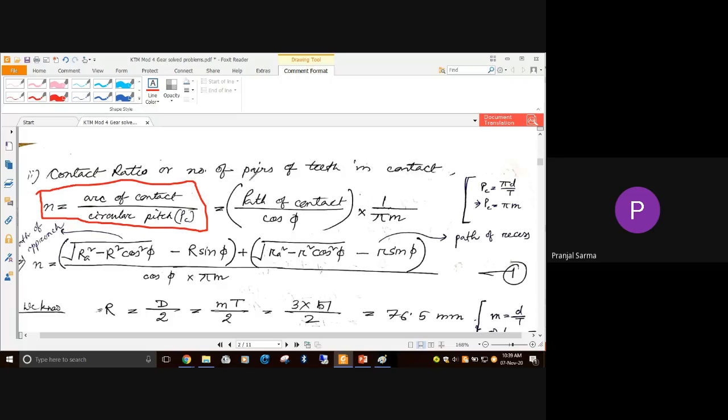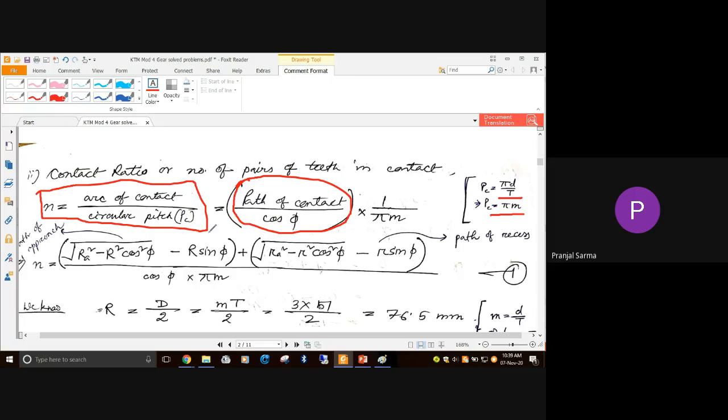Arc of contact is nothing but path of contact divided by cos of the pressure angle, cos phi. And circular pitch is what? Pitch we know is pi d by t, or pi m is the pitch, divided by this, circular pitch, that's why it is 1 by pi m. So you can start directly from here also, that is up to you.